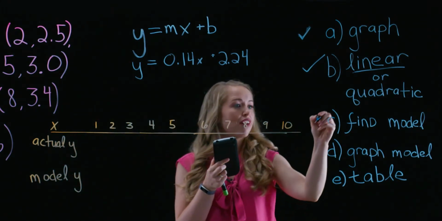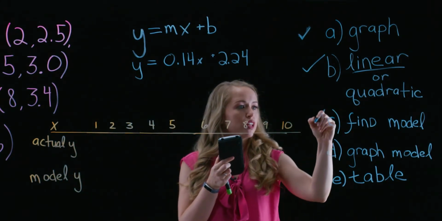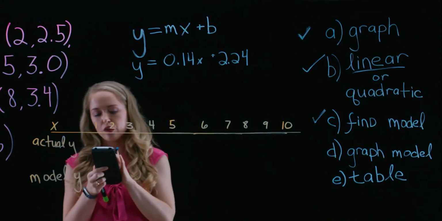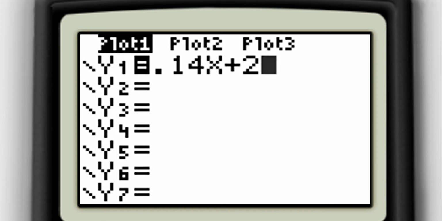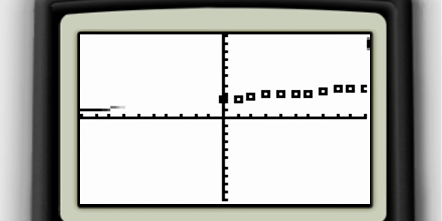I'm also asked to graph that model. So to do that, I can go ahead and find the y equals button or part of my utility, and I can plug in this equation that I have just found. So I'll go ahead and input that into my utility and press graph, and sure enough, it'll give me that line corresponding and going through the points that we have graphed.